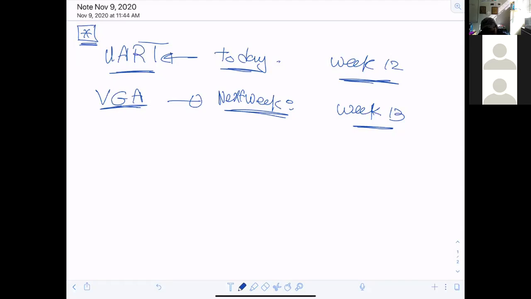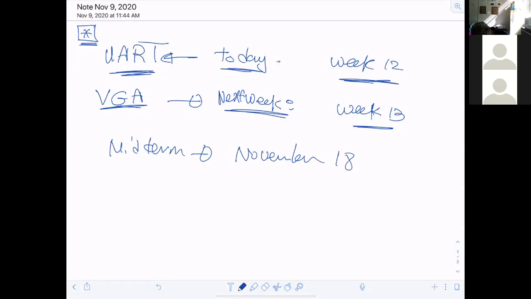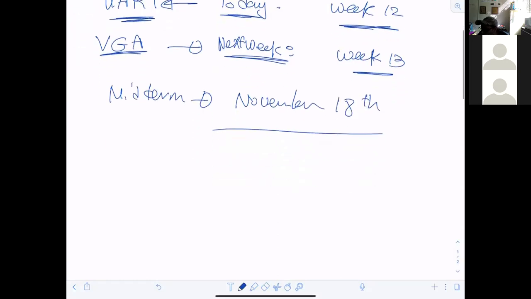Anyway, that's a UART thing, and then VGA, and then the midterm is going to be on November 18th, right? Then the projects, you're going to deliver this project in week 15. If we start from today to week 15, how many weeks do you have? You have 13, 14, 15, and this week, so around 3 to 4 weeks for the project.